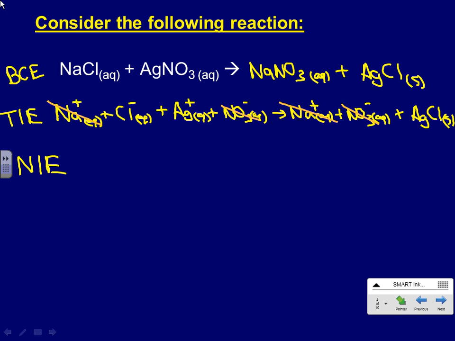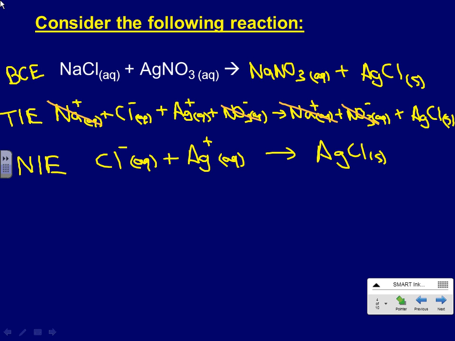Once we've canceled them away, we can rewrite the equation without the spectators. A Cl minus aqueous gets together with an Ag plus aqueous, and that results in an AgCl solid. All right? And that's the net ionic equation. That's what's actually taking place in the reaction.